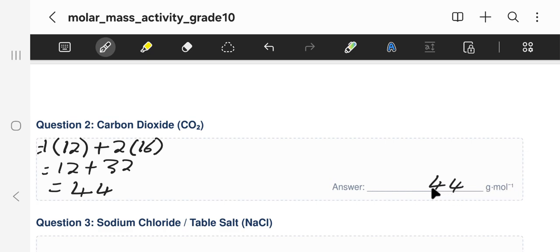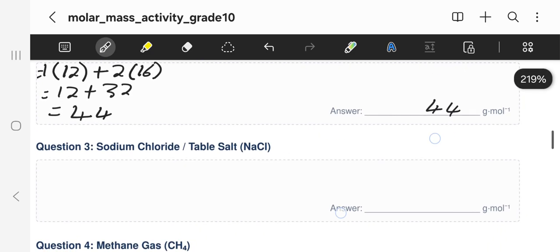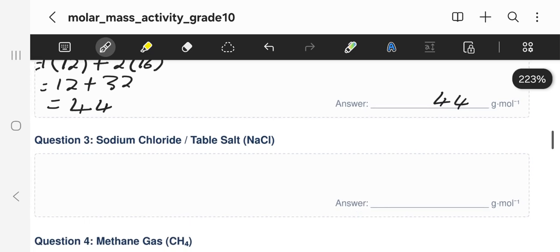Remember to write the unit, guys. You must write the unit if you find yourself calculating this molecular mass. Let's go to the third example. Now we are looking for the molecular mass of sodium chloride or table salt, and the symbol is NaCl.